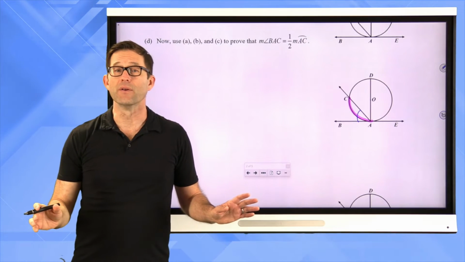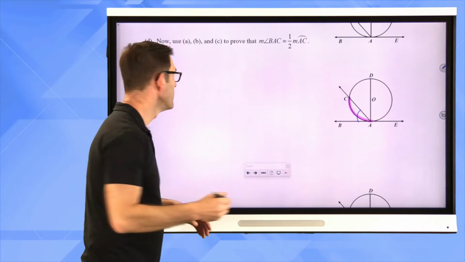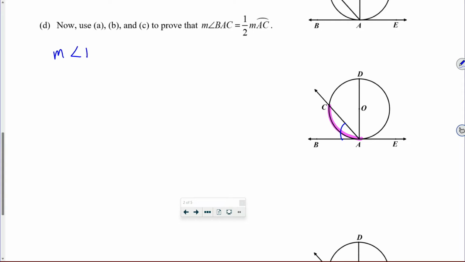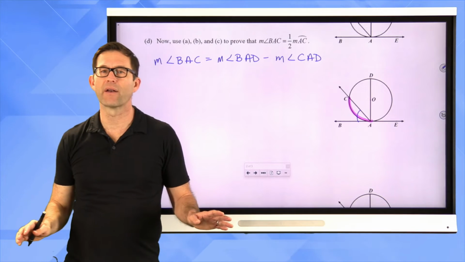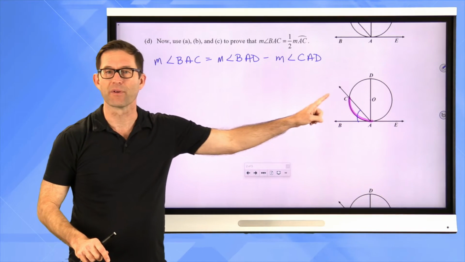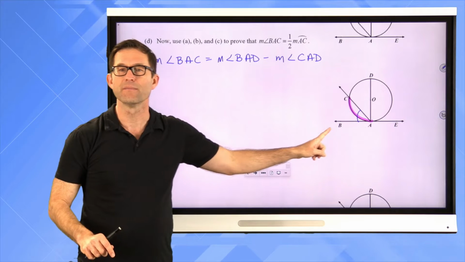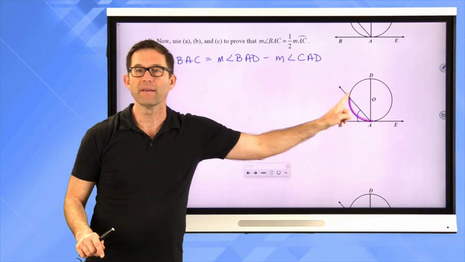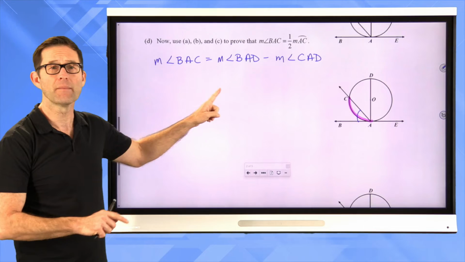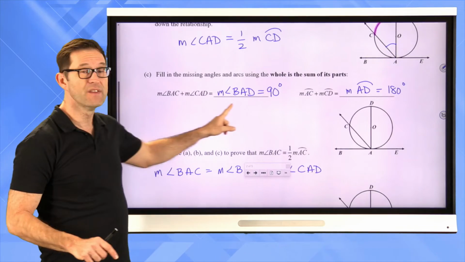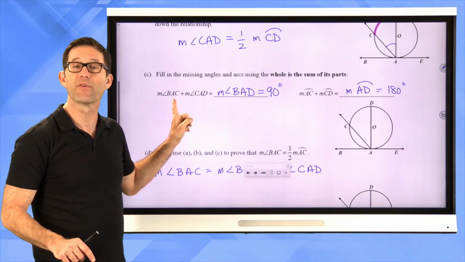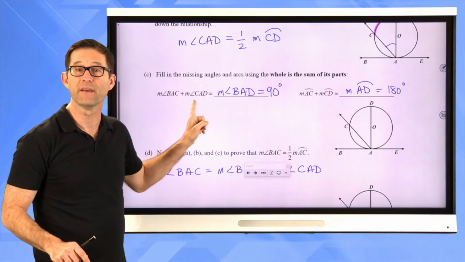So the first thing I'm going to do is just state the following. The measure of angle BAC is equal to the measure of angle BAD minus the measure of angle CAD. All right, let's just make sure you have that. So the angle I'm really trying to prove something about, BAC, I'm going to say is the measure of angle BAD minus the measure of angle CAD. And really all I'm stating here is this relationship, except I've solved it for the measure of angle BAC, right? Just BAD minus CAD.